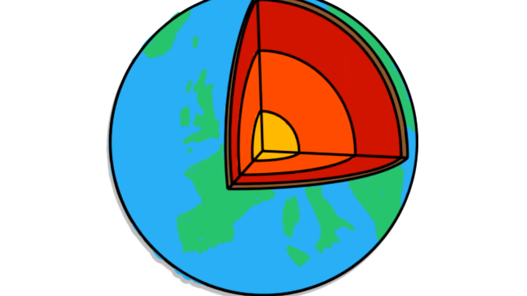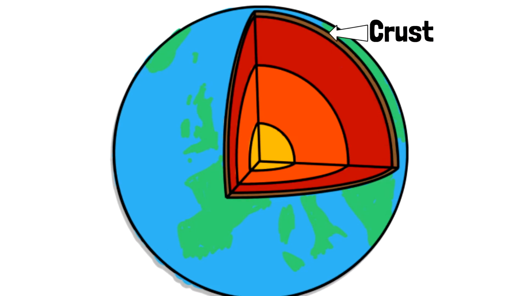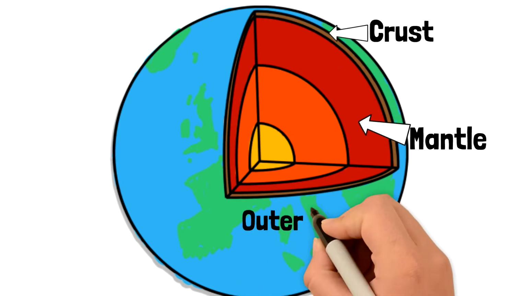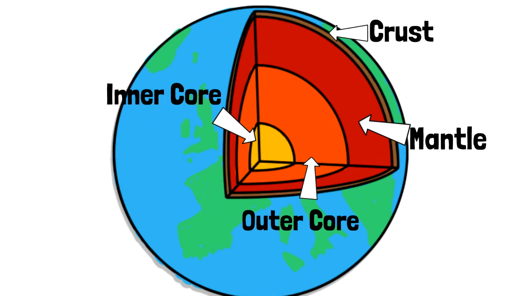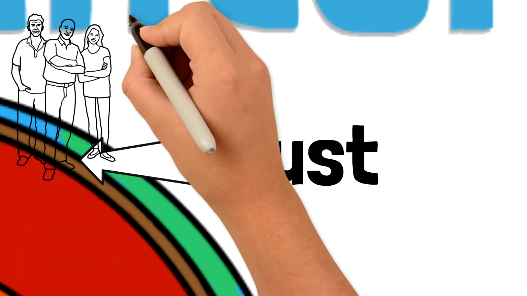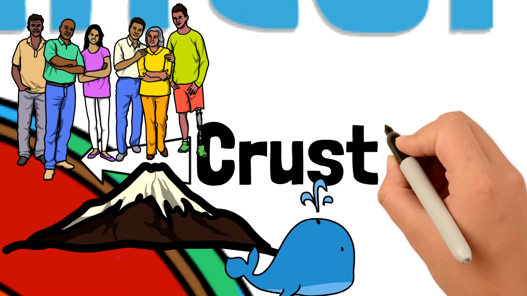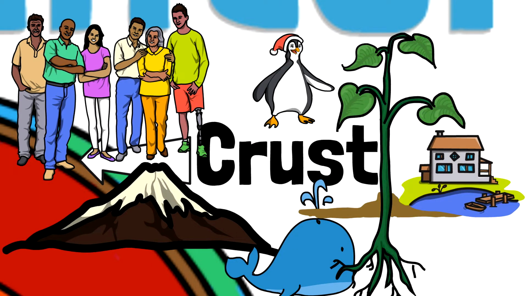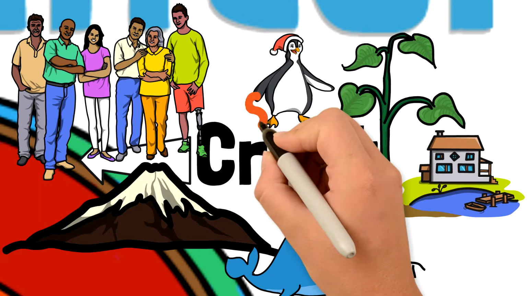The Earth is made up of 4 layers: the crust, the mantle, the outer core, and the inner core. The crust is the layer that humans, as well as the ocean, plants, and all other living things sit on. The crust is a solid.